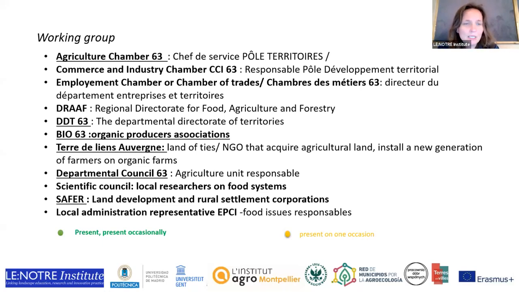SAFER, which is a French institution generally managing farms that no longer have farmers, so the farmer retired and they don't have any continuity. And SAFER is a state institution that is managing the process of cultivation. It's buying the land or selling it, helping another farmer to install, something like Terre de Liens, but, I think, with a less ethical approach, and of course local administration representatives.